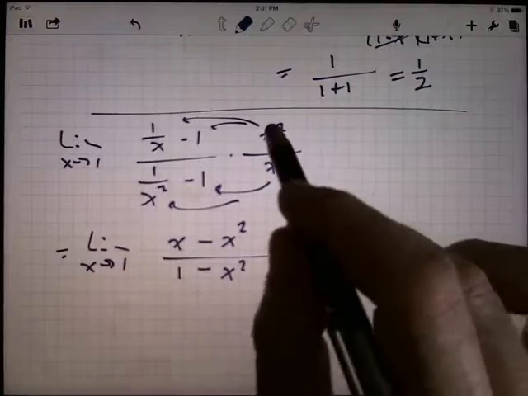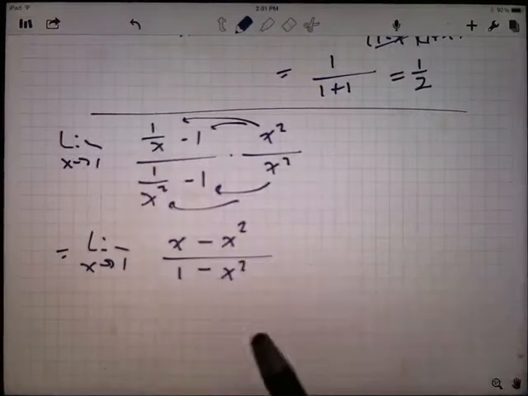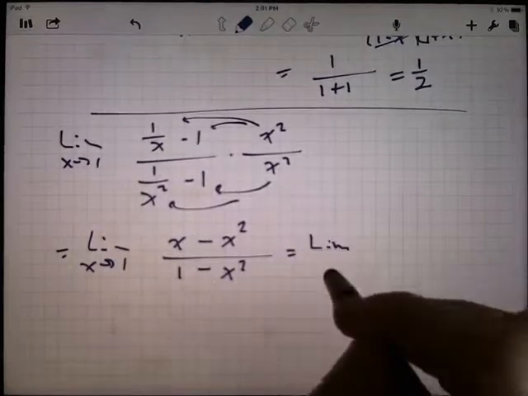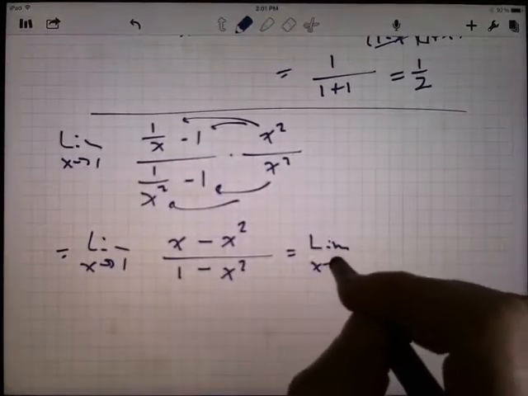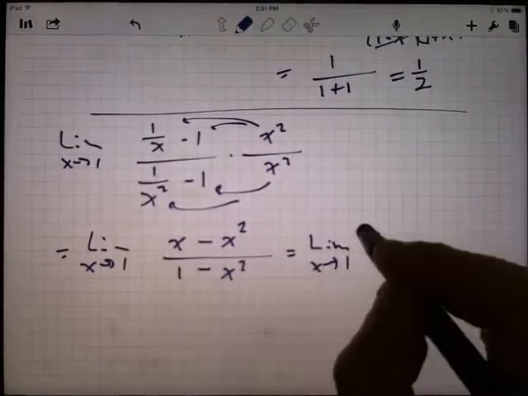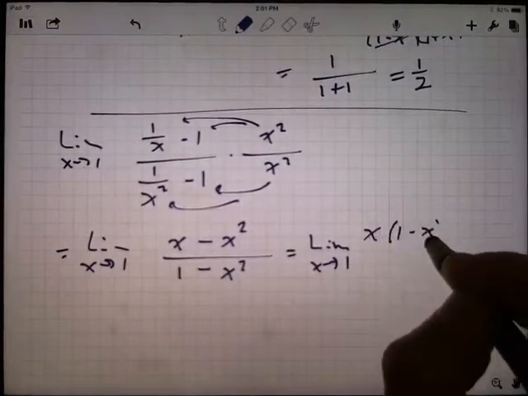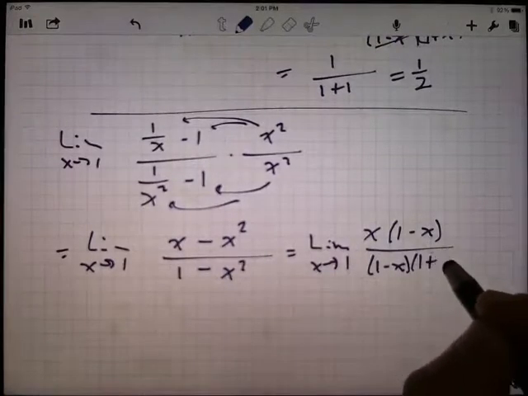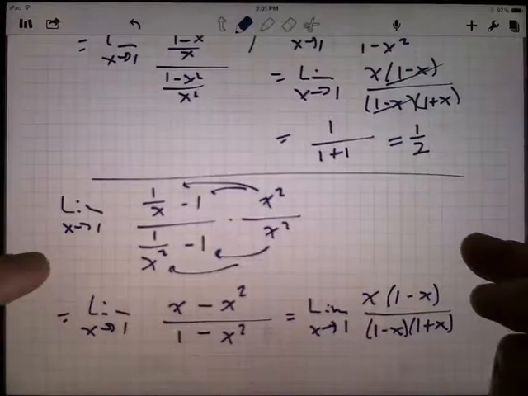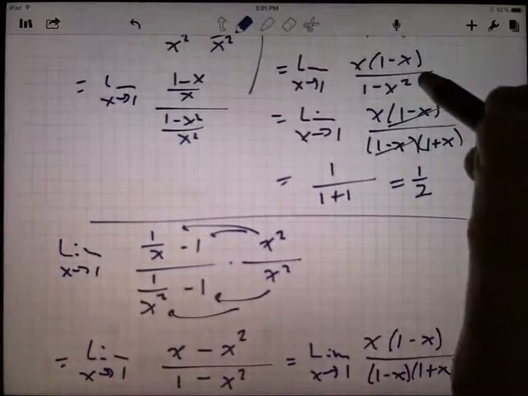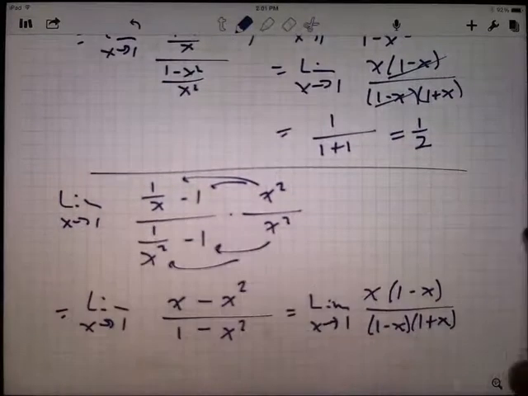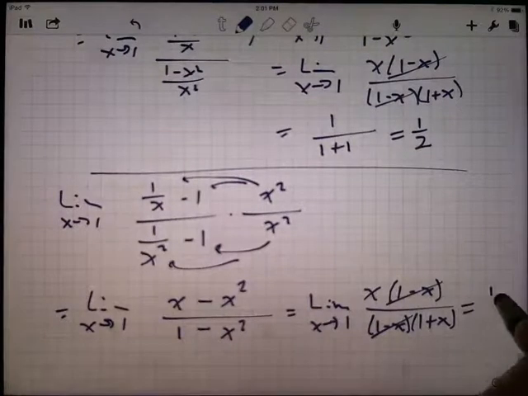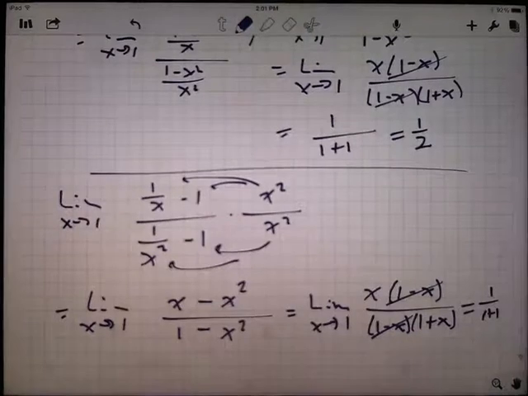I make sure that I multiply by everything that I need to cancel out denominators. Right? Anyway, in this case, I've got to factor the top now. Limit as x goes to 1, I can factor an x out of that. So 1 minus x. Factor the bottom as a 1 minus x times 1 plus x. And we're back to where we were right here. Right? So those cancel out. And I've got a 1 over 1 plus 1 for my half.